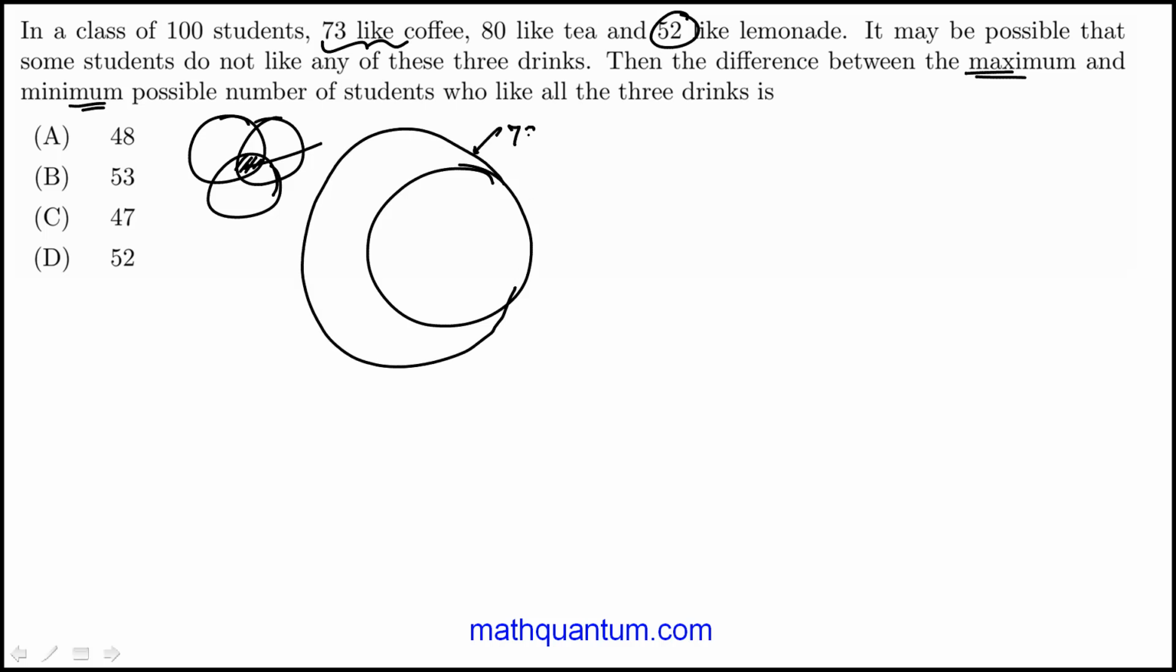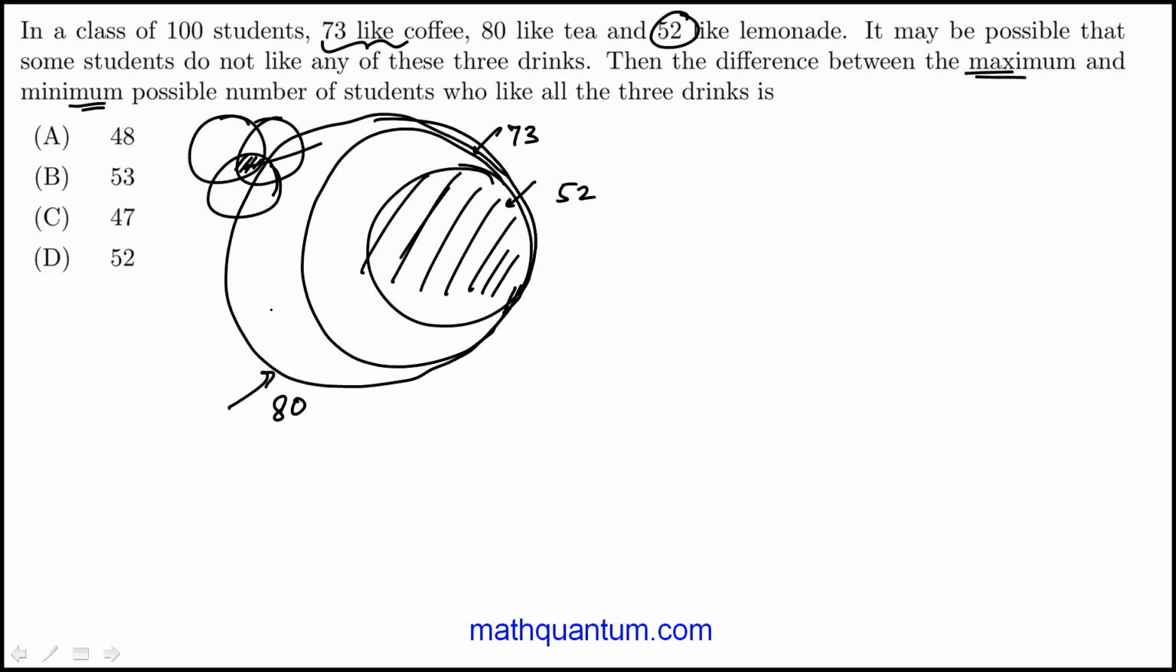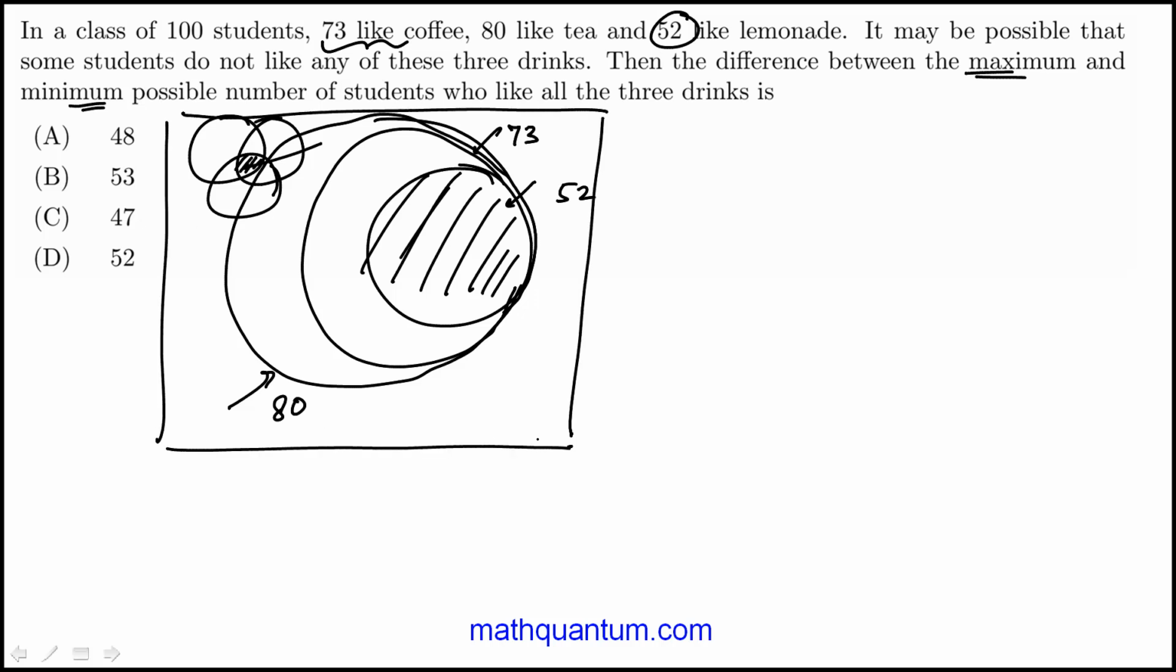So coffee is 73, that's lemonade, which is 52. And then we enclose this within the tea, which is the 80. That way, this would be the overlap between all three. And then the number who don't like any of these three drinks, because the total is 100, just needs to be 20. So as we can see, we're thinking in terms of extremes, the maximum is 52. So we know max is 52.